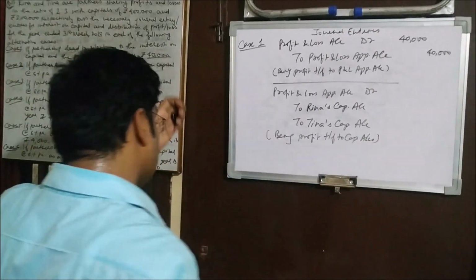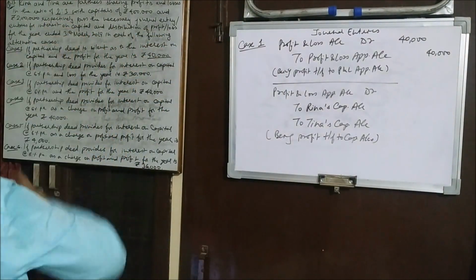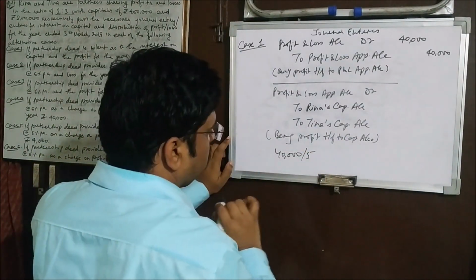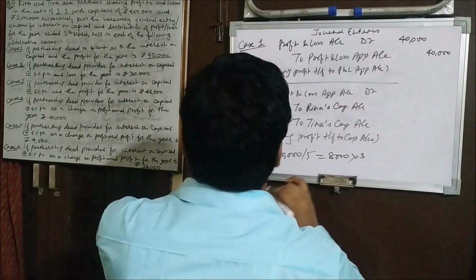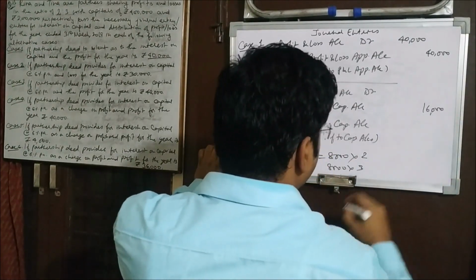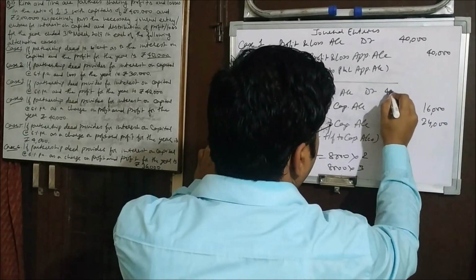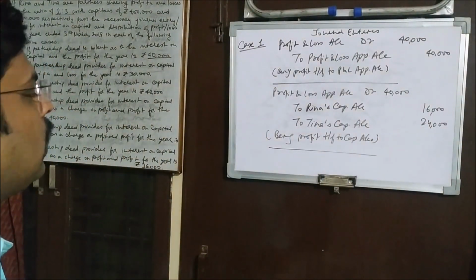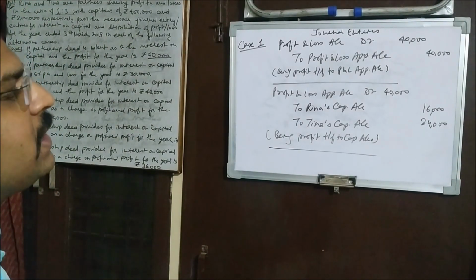Okay, now let's see what the ratio of the profit is. Profit sharing ratio is 2:3. Okay, so this 40,000 will first be divided by 5. It comes out 8,000. Then it is multiplied by 2, and here multiplied by 3. 16,000 and 24,000. In total, it comes out 40,000. So these two entries will be done in case 1. All right. As I told you, no interest on capital will be provided. Why? Because in the partnership deed nothing is mentioned like that.